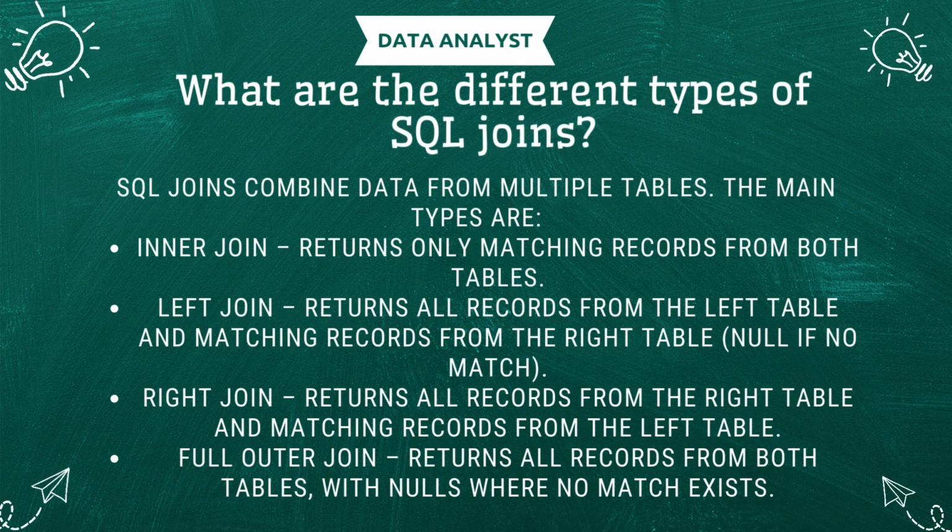What are the different types of SQL joins? SQL joins combine data from multiple tables. The main types are: inner join, returns only matching records from both tables. Left join, returns all records from the left table and matching records from the right table, null if no match. Right join, returns all records from the right table and matching records from the left table. Full outer join, returns all records from both tables, with nulls where no match exists.